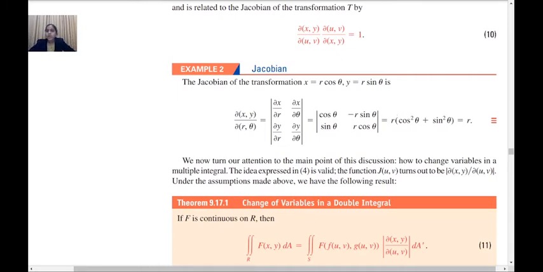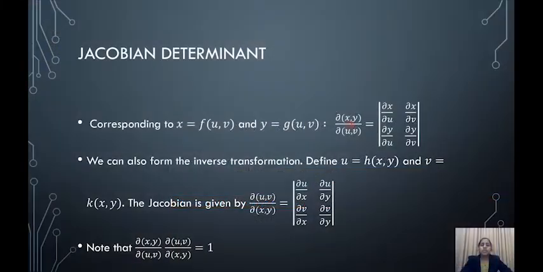What will be ∂x/∂r? It will be cos θ, and ∂x/∂θ will be minus r sin θ, and similarly ∂y/∂r is sin θ, and ∂y/∂θ is r cos θ. So altogether the determinant value will be r(cos²θ + sin²θ), which is equal to r. That is how we can determine the Jacobian of the given transformation. So keep this in mind.